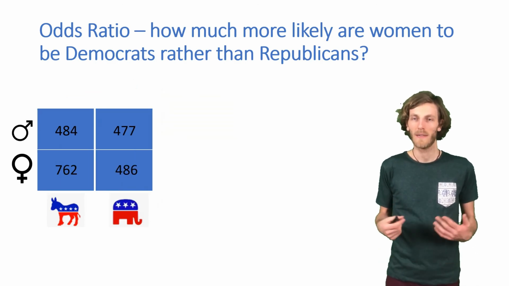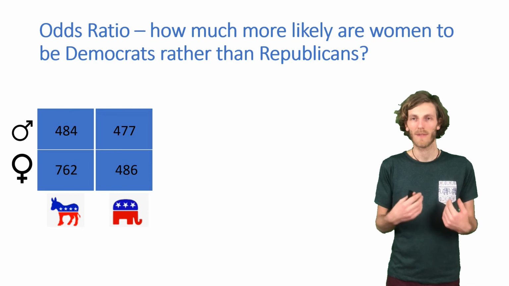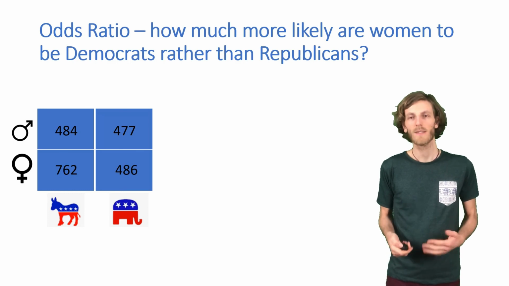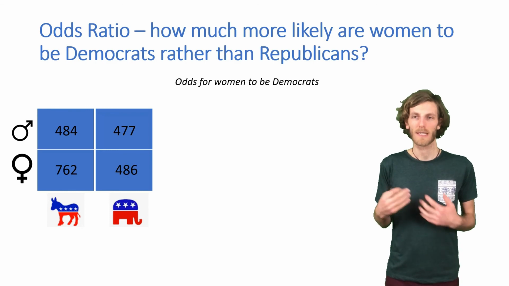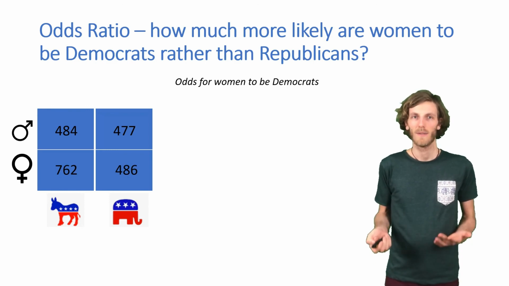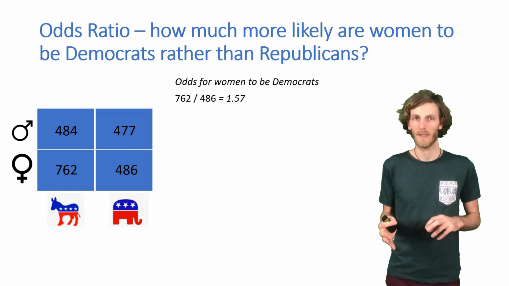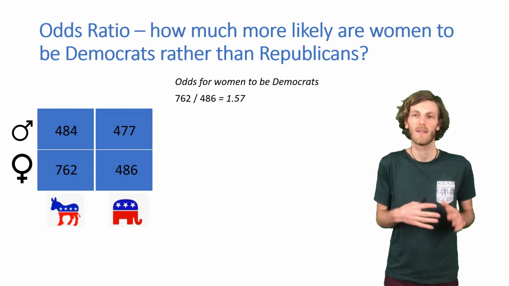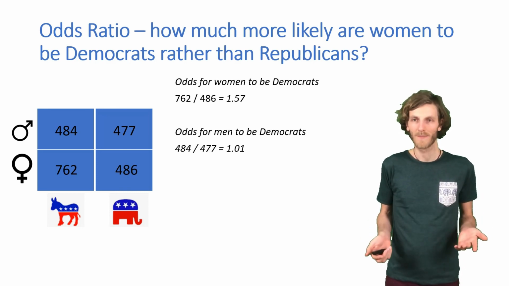But if we leave them out, we now have a 2x2 table, and we can figure out how much more likely women are to identify as Democrat rather than Republican when compared to men. So, firstly, what are the odds for women to be Democrats rather than Republicans? Well, you can just divide the number of female Democrats by the number of female Republicans. So there are about 1.5 times as many female Democrats as female Republicans. The odds for men are much closer to 1.